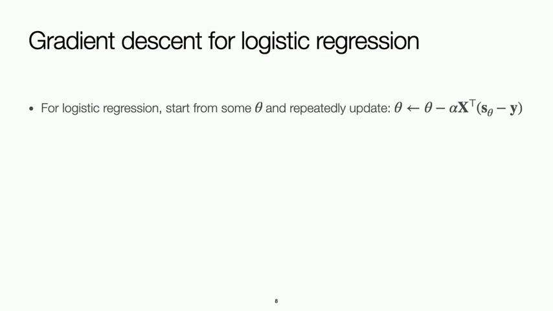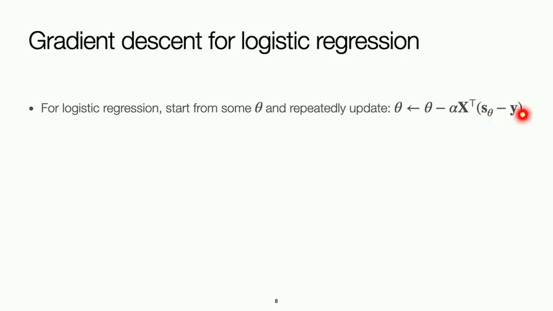We can take a look at what this update is actually doing. Remember, what is my y? My y is this vector that contains zeros and ones. That's all it contains, right? And my s theta contains values that are all between 0 and 1. What does that mean? It means that when y is 0, for all my negative examples, this whole value here is positive. And when y is 1, for all my positive examples, this whole thing is negative, because s theta is between 0 and 1, so s theta minus 1 would be negative.